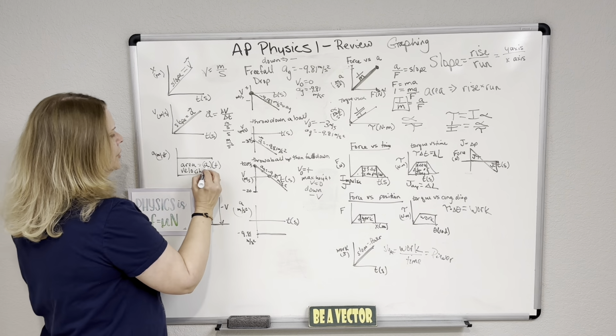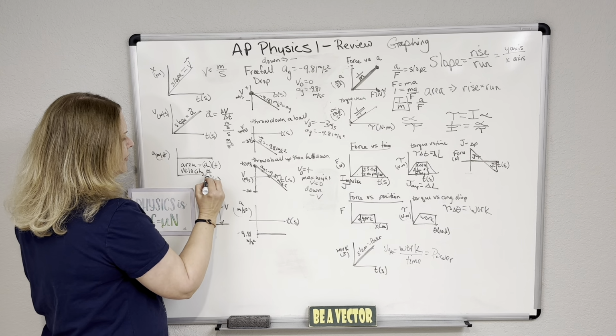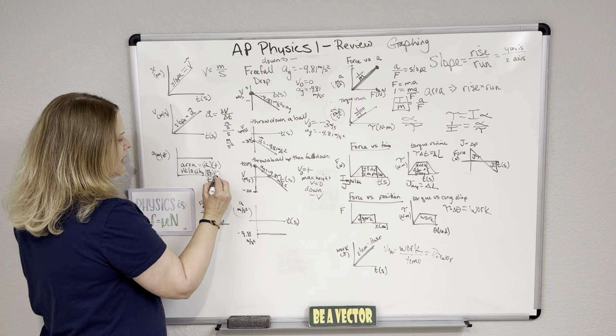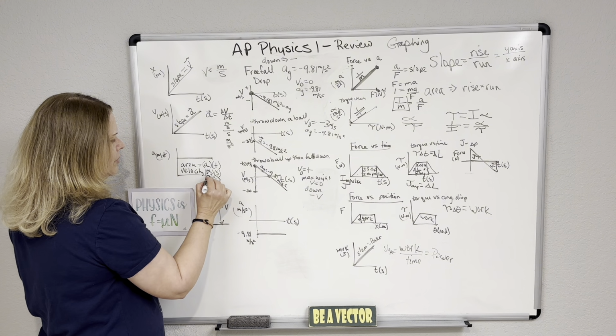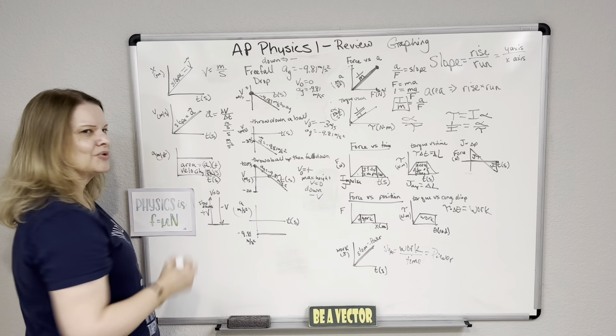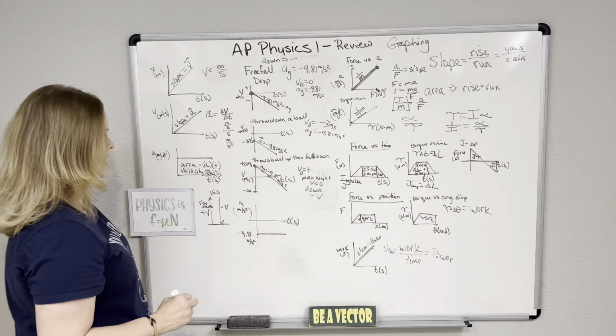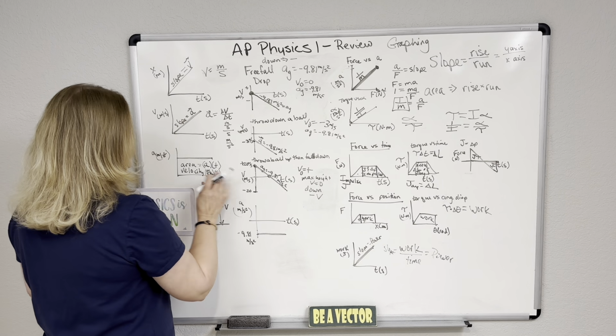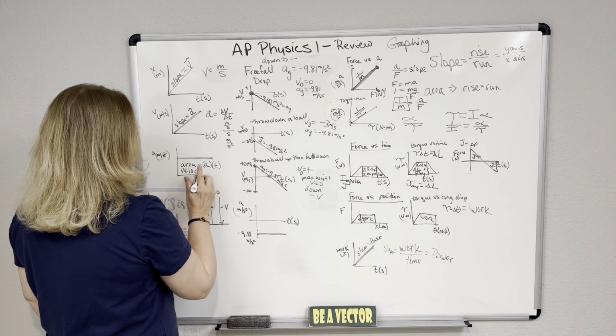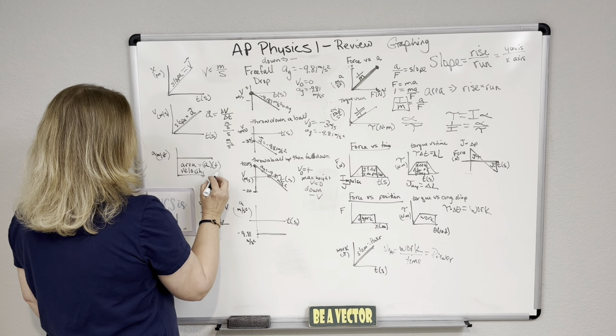I could also look at units. Meters per second squared times a second, one second on top, one on bottom, leaves you with meters per second when you cross those out. And that's velocity. So the area under this acceleration time graph is velocity.